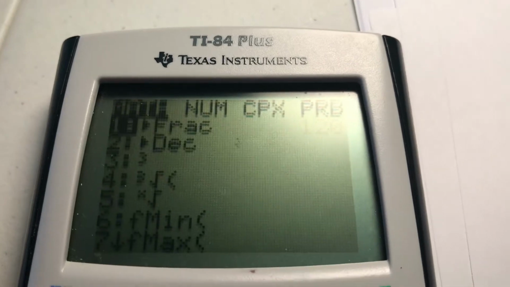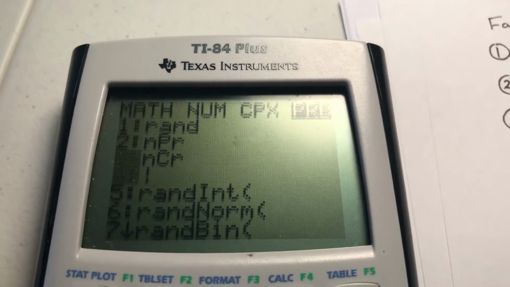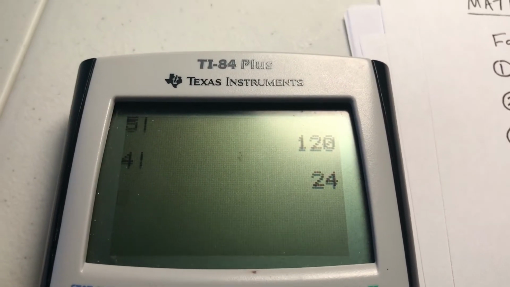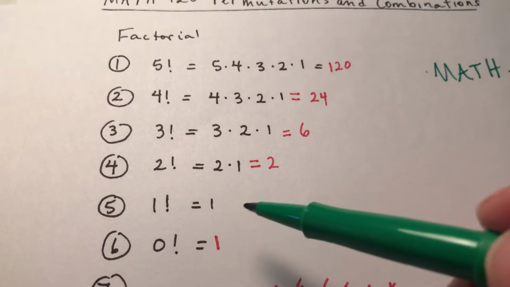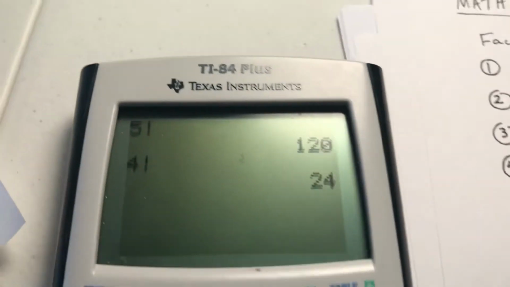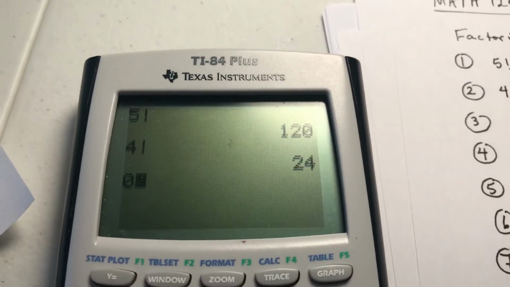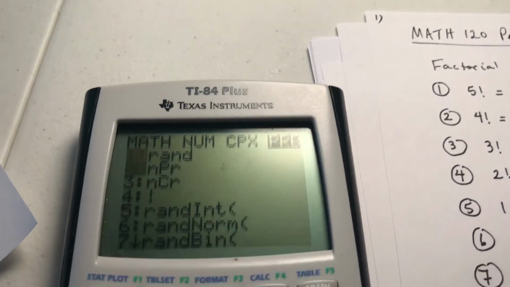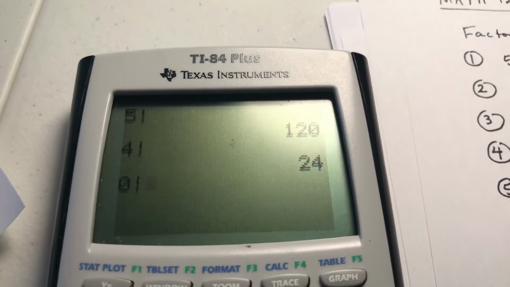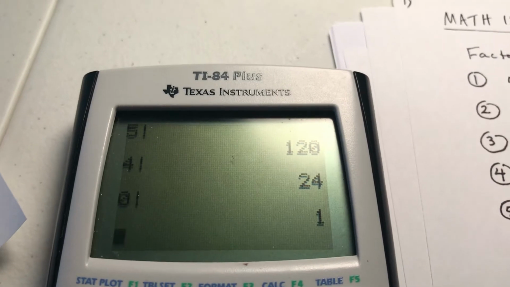See? 4 factorial. Okay, it's a little math. Go to probability, factorial, and you've got your 24. So all of these can be done with the factorial. Even 0 factorial. Let's try it. You have to push the 0 first, and then math, probability, number 4, and it, of course, is defined to be 1, so it comes up 1.